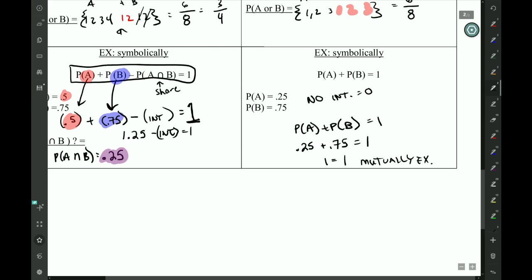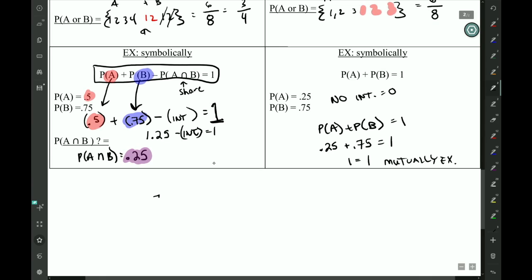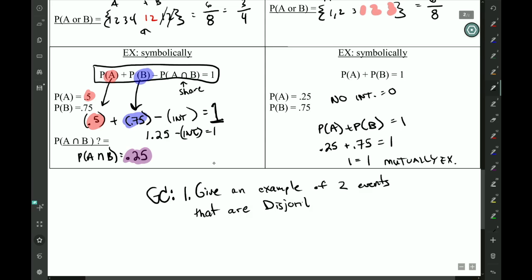Okay, so what I'd like you to do is go on Google Classroom. First, I would like you to give an example of 2 events that are disjoint or mutually exclusive. Disjoint, D-I-S-J-O-I-N-T. And 2, I would like you to give an example of 2 events that are overlapping.